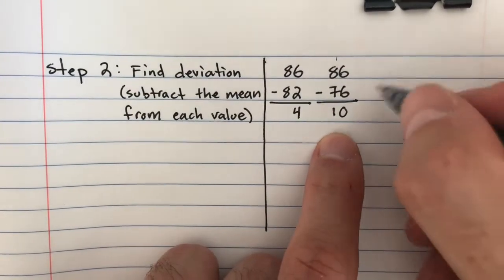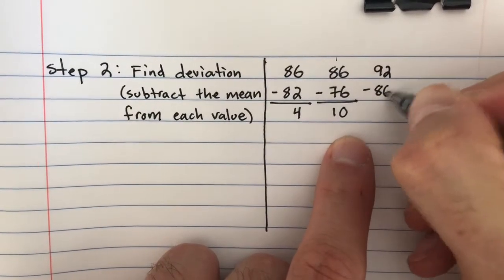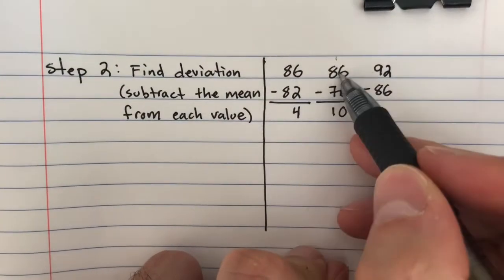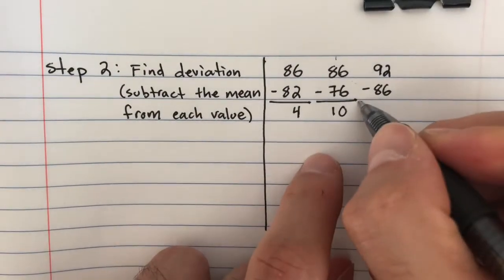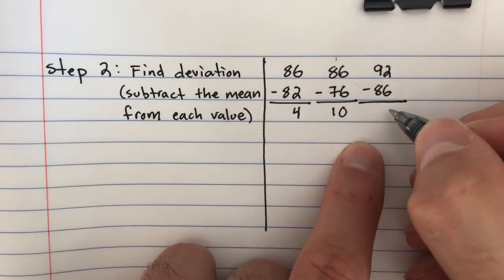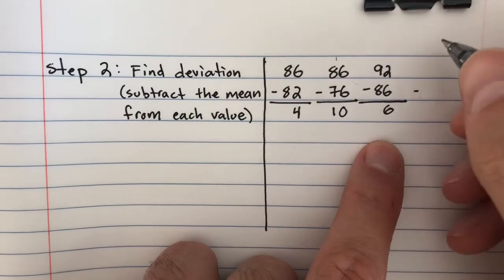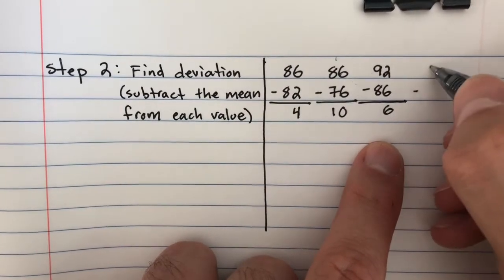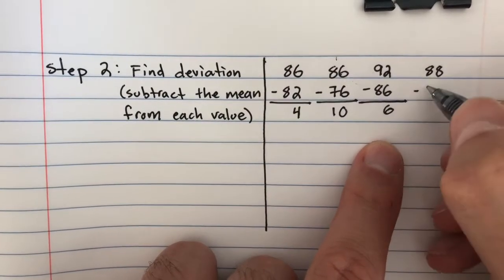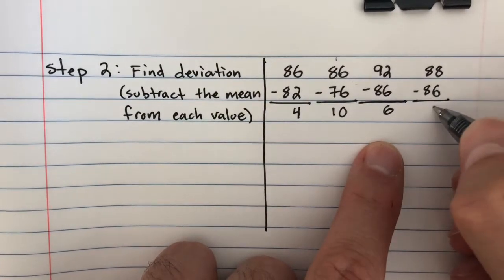My next value is 92, so I'm going to put 92 on the top. And I'm going to subtract 86. But you can see I still have 86, 86, 86 because I'm taking the mean and I'm subtracting it. This becomes 6. Then I move on to the next value, which is 88. Again, I'm putting 88 on the top because it's bigger, and I'm going to put the mean on the bottom. 8 minus 6 is 2.